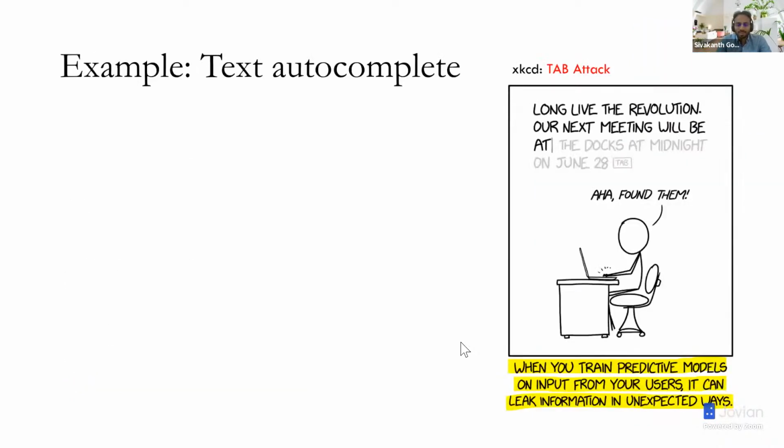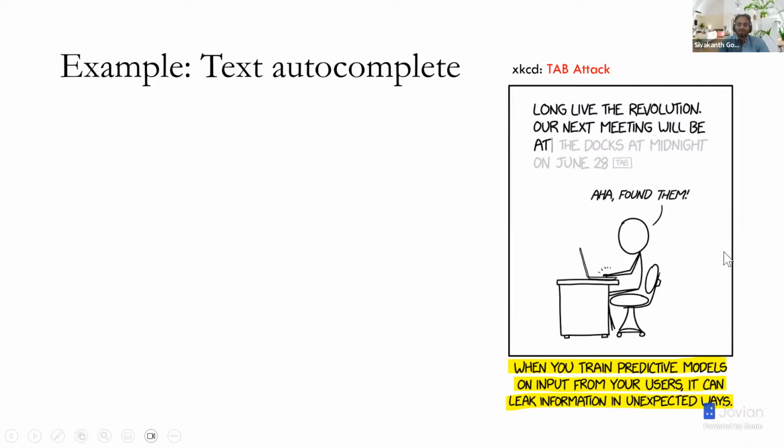Here is a fun example of what can happen if your model memorizes a training example. XKCD has this comic where a cop is trying to find some revolutionaries who are plotting against the government, and the revolutionaries are communicating by email. Gmail trains their autocomplete models on personal emails. So the cop types, long live the revolution, our next meeting will be at, and then he just presses tab to autocomplete, and the email client autocompletes to, we are meeting at the docks at midnight on June 28th.